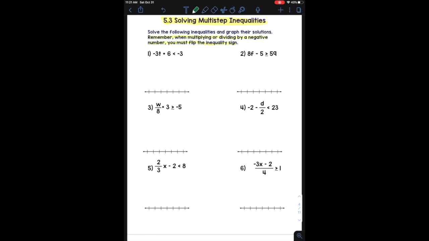So in order to solve number one, remember we're always looking to add or subtract if possible first. In this case, we're going to do the opposite operation, which is subtraction here, which will leave us with negative 3t is less than negative 9. Last step would be dividing by negative 3 on both sides to get t is greater than positive 3. We must flip the inequality sign there because we divided by a negative number on both sides of the inequality signs.